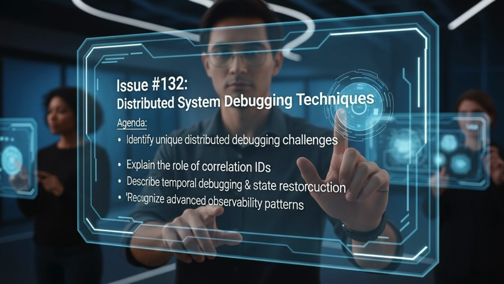This lesson, issue 132, focuses on advanced distributed system debugging techniques. It's about shifting your mindset from fixing code to reconstructing events across a vast interconnected landscape. By the end of this lesson, you will be able to identify the unique challenges of debugging distributed systems compared to monolithic applications. You'll also learn to explain the critical role of correlation IDs in tracing requests across service boundaries.